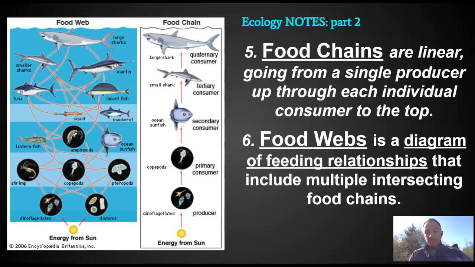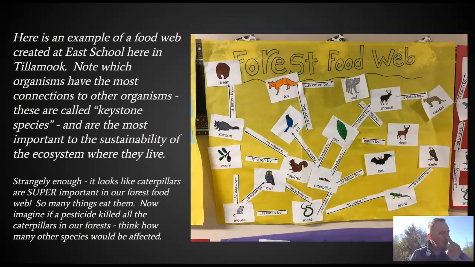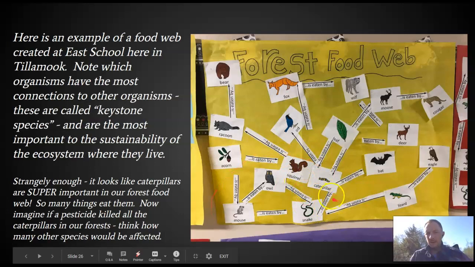Anything else we could see. Okay, here's an example of a food web. This is from East Elementary School. I took this photo last year, I believe. And again, looking for that one little species that everything hinges on or intersects with in an ecosystem. Caterpillars. And you think, never really thought they were that important.